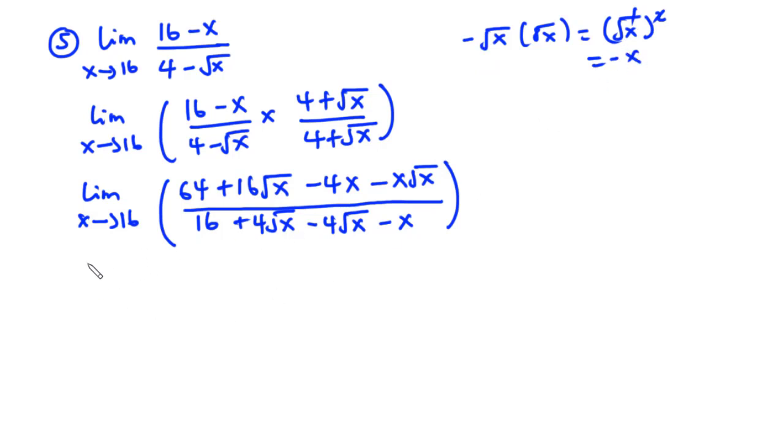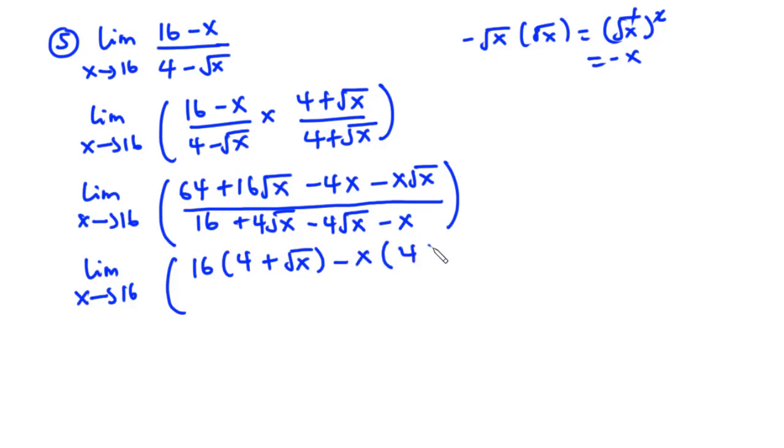So now let's simplify. We have the limit as x approaches 16. So we can factor out some of the terms. Now let's consider 64 and then 16 root x. So we can factor out 16 to have 4 plus root x. And then minus x into bracket 4 plus root x. Divided by, now 4 root x minus 4 root x is 0, so we are left with 16 and then minus x, so that is 16 minus x.